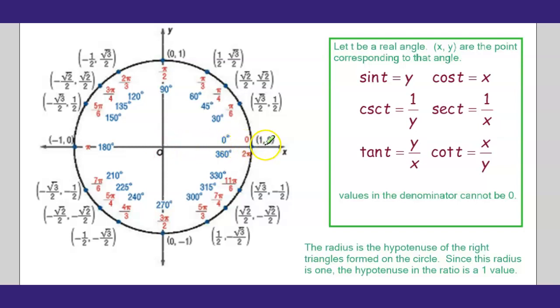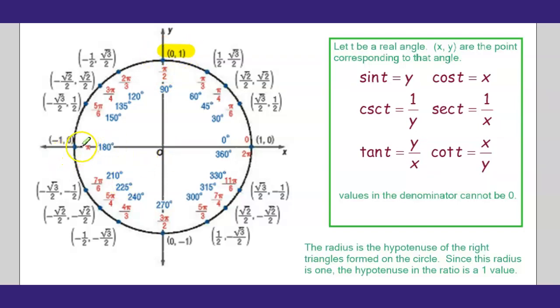So this point right here, you saw this is the x-axis, so I went over 1 unit to the right, so that's 1, 0. I didn't go up or down. So 0 degrees is at the coordinate point 1, 0. 90 degrees, you go up 1. You didn't go left or right, so you go up 1, which is your y value. So 0, 1.